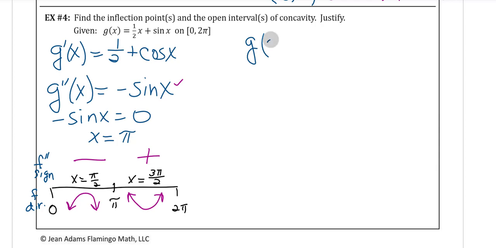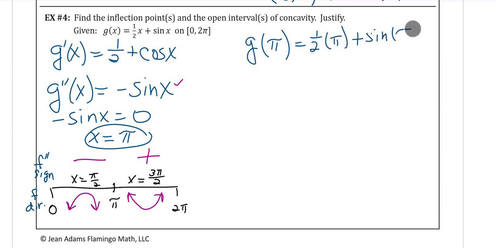I just kind of wrote them down, but I have to substitute my critical number here into my original function. So I get 1/2 times pi plus sine of pi. And that simplifies to pi over 2 because sine of pi is, of course, 0. Okay, so here are my conclusions.